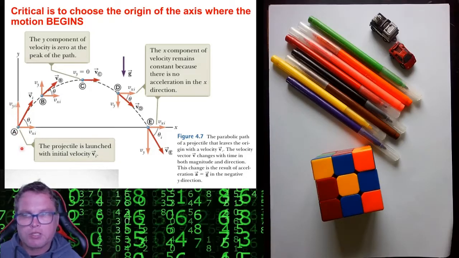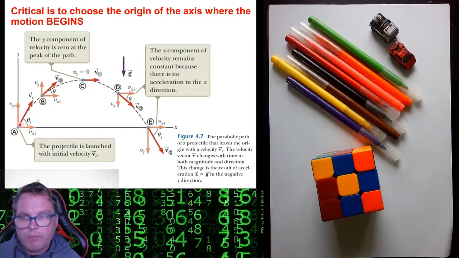For us, we may also use the notation ux for the initial velocity in the x direction, or uy in the y direction. So the projectile is launched with the initial velocity v. This is important. If we add the x component and the y component of the velocities, we get this initial velocity, which is a vector. After some time, this projectile heads along the path and it comes to point B, and you can see what's happened at point B.